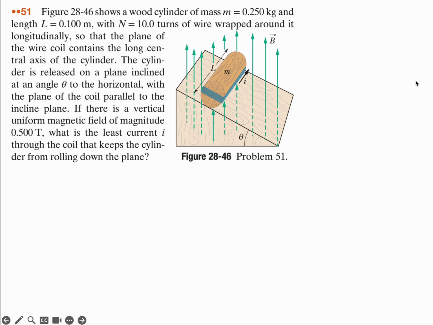So in number 51, we have a wood cylinder of mass 0.25 kilograms and length 0.1 meters with 10 turns of wire wrapped around it longitudinally, so that the plane of the wire coil contains the long cylindrical axis of the cylinder. The cylinder is released on an inclined plane, inclined at an angle theta to the horizontal, with the plane of the coil parallel to the inclined plane. If there is a vertical uniform field of magnitude 0.5 teslas, what's the least current through the coil that keeps the cylinder from rolling down the plane?